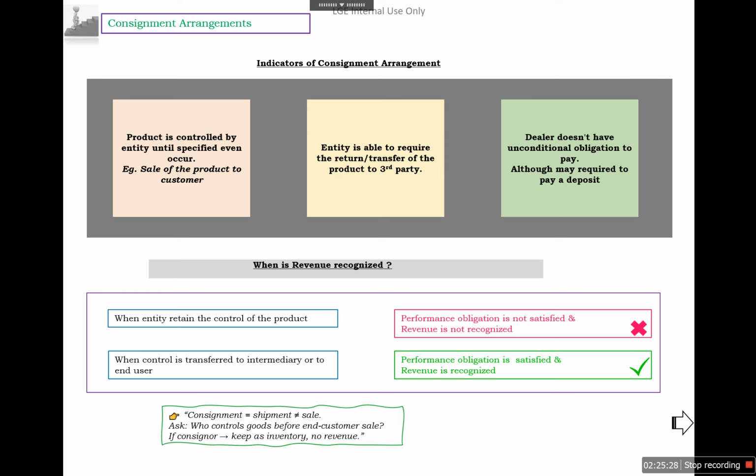So consignment means the shipment is not considered as a sale, but we need to ask who controls the goods before end user and customer sales. So if consignor, then we need to keep it as inventory. No revenue will be recognized. Revenue will be recognized similarly when the control has been transferred.